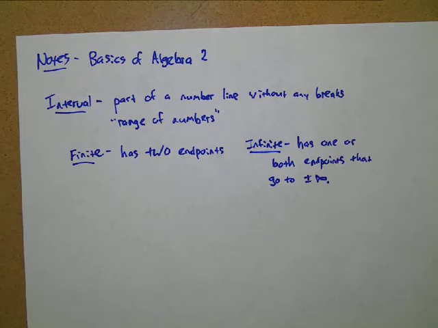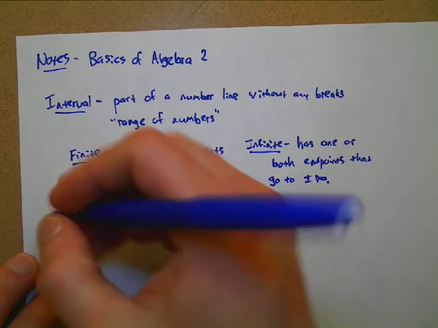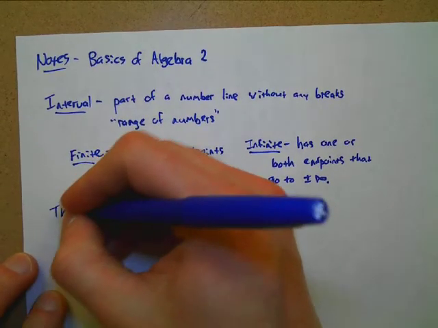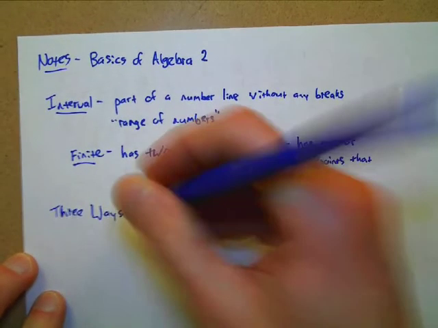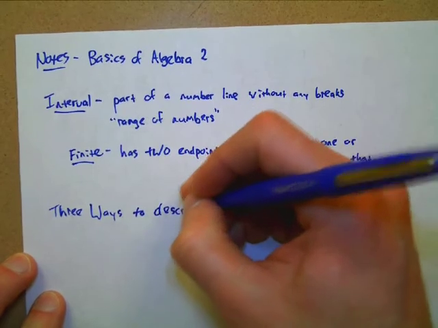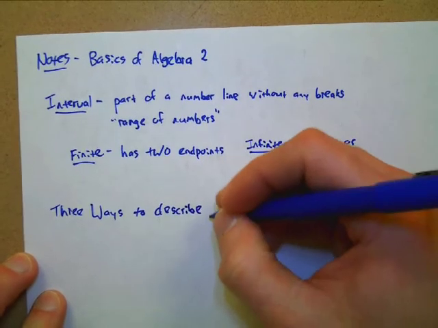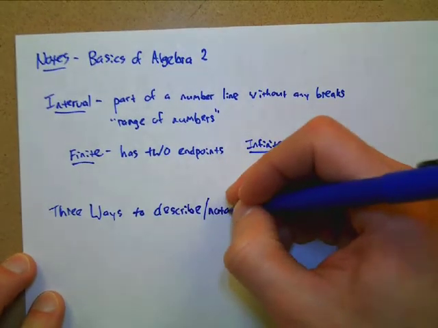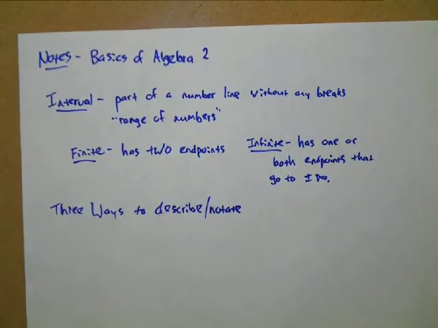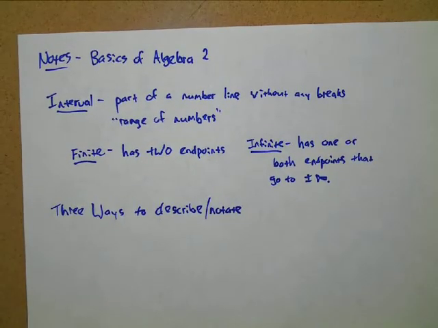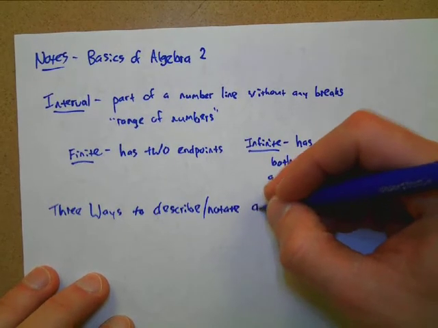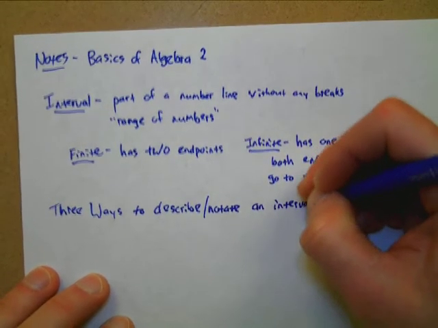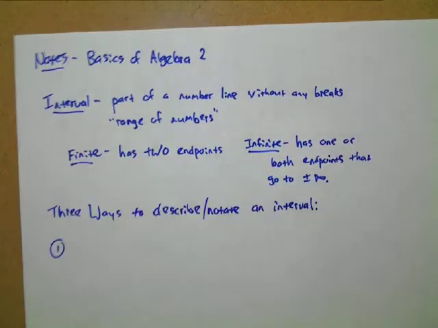All right. So we have three different types. Three ways to describe slash notate? I think notate is a word. Anyway, three ways to notate or describe an interval. Okay, so first we have inequality notation.